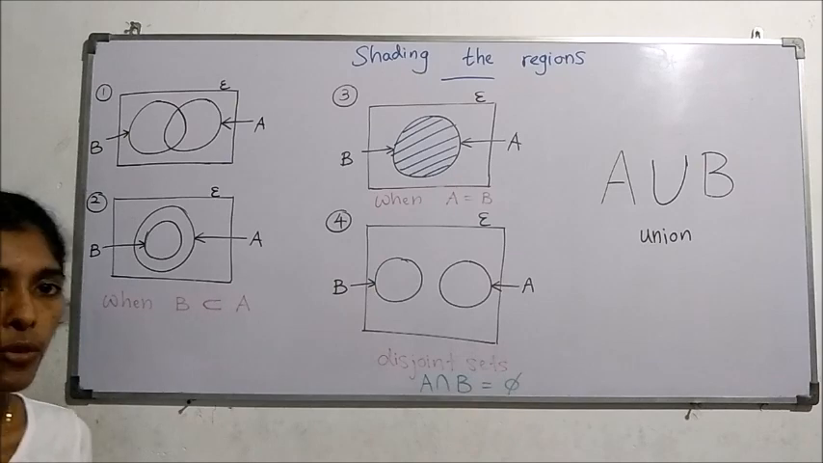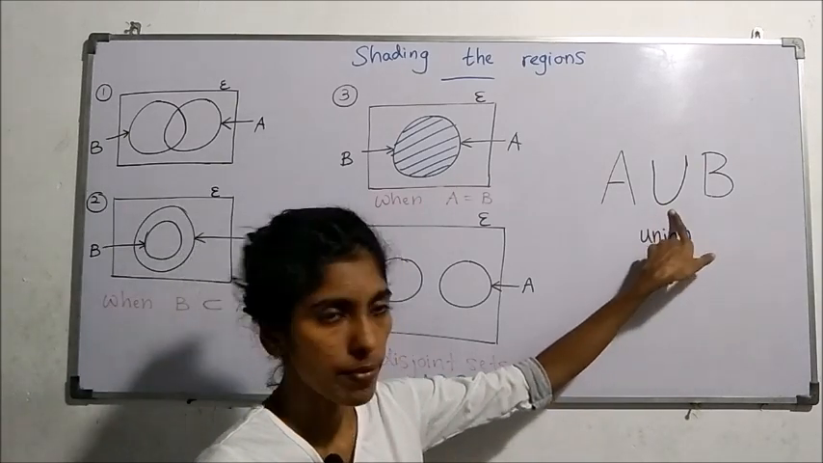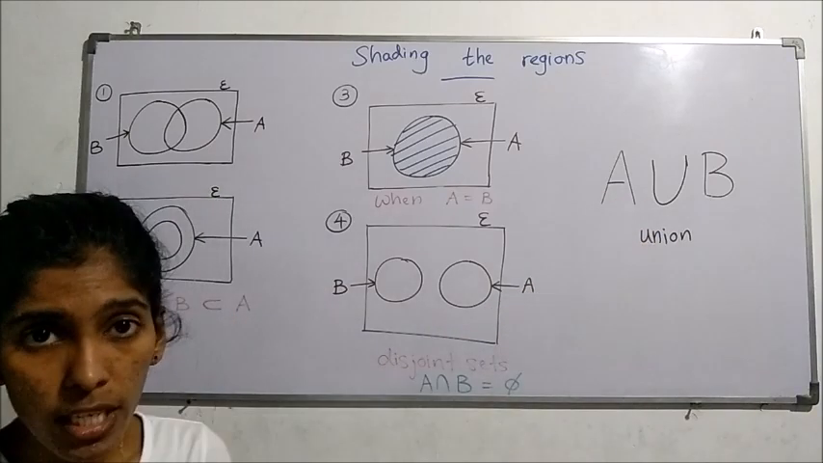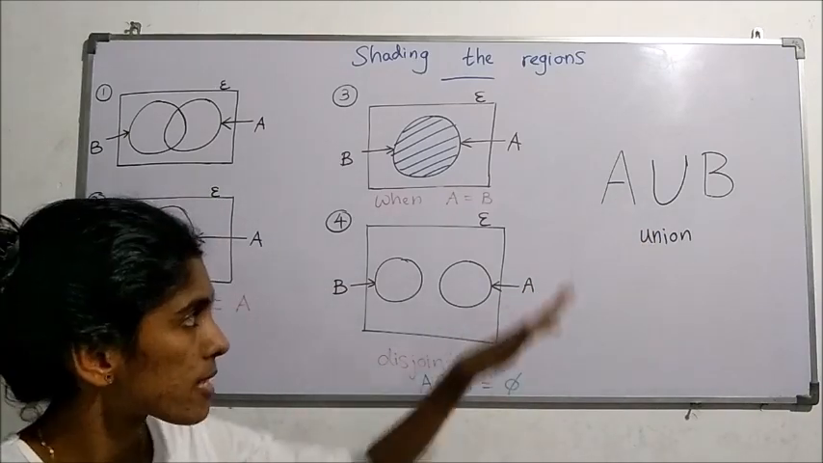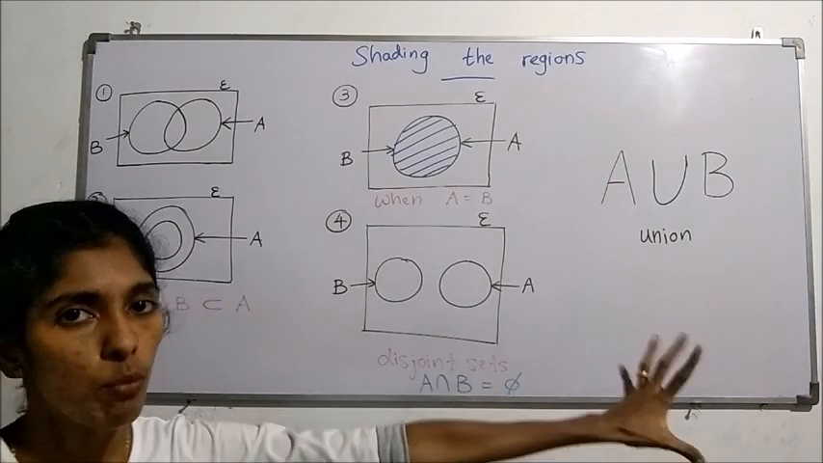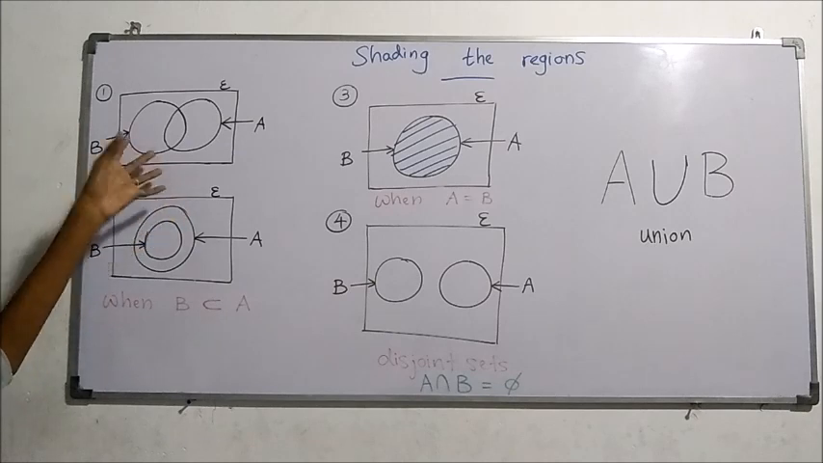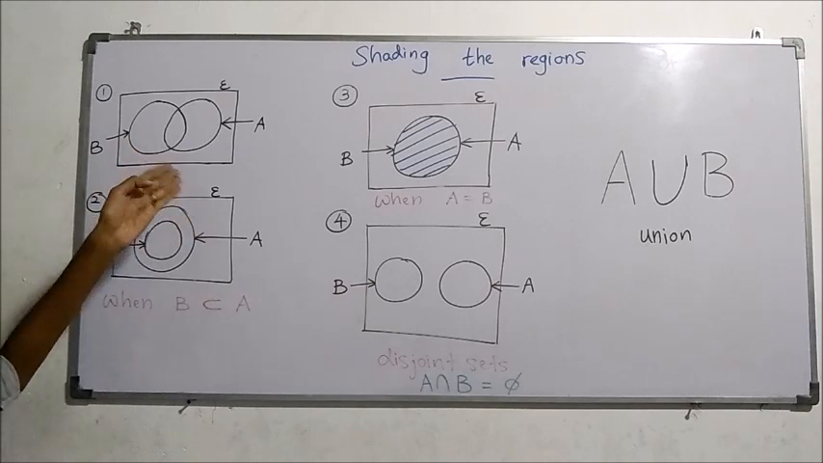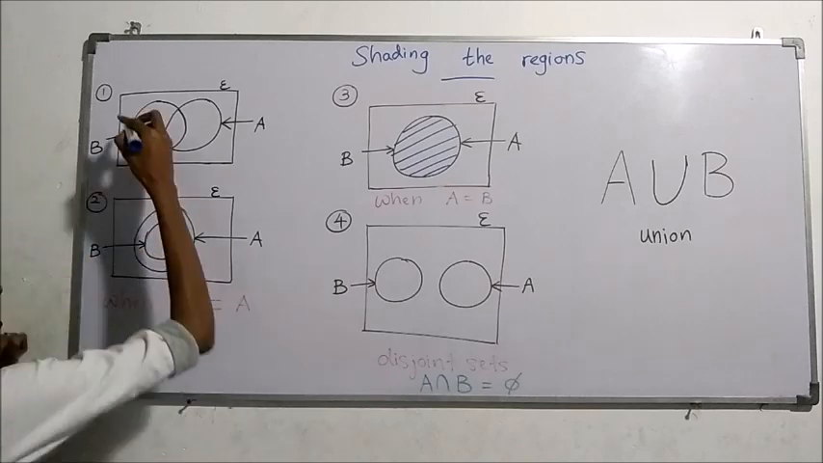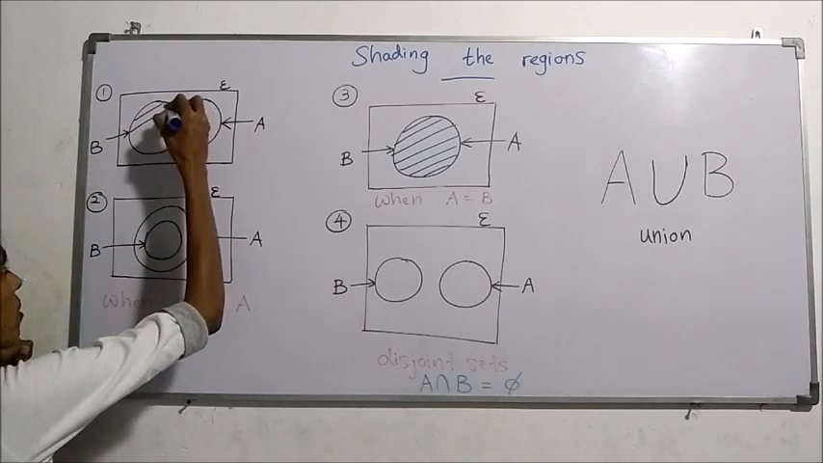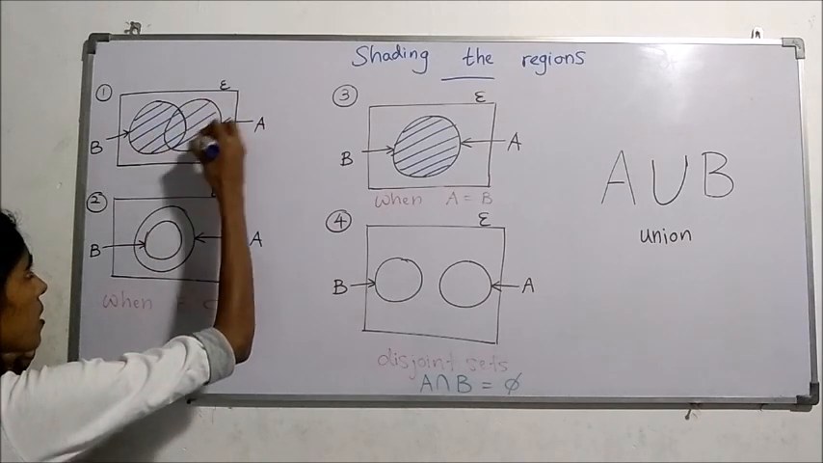Now children, we will go to the union. Okay, this is the union of set A and B. Union means everything, all the elements in set A and B, both. Okay, now we will go to our first example. One can come like this. Everything in A and B, that means both the sets should be shaded. All the elements in set A or B.